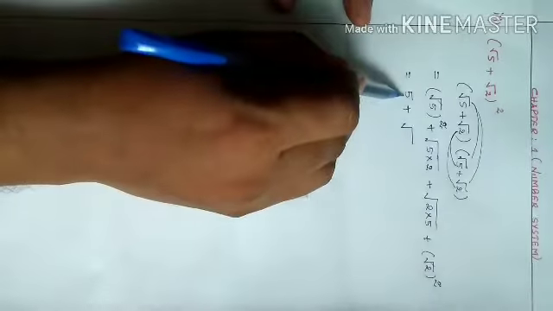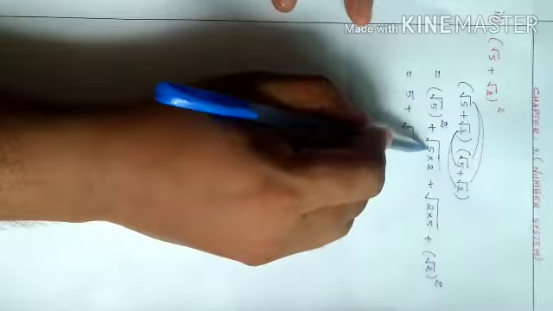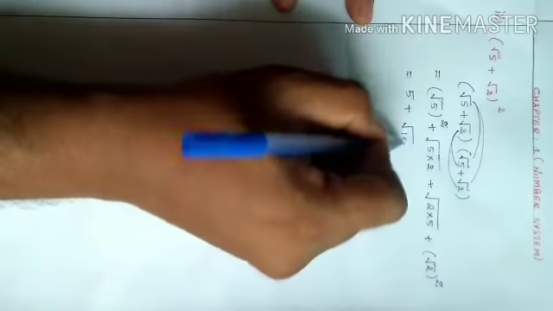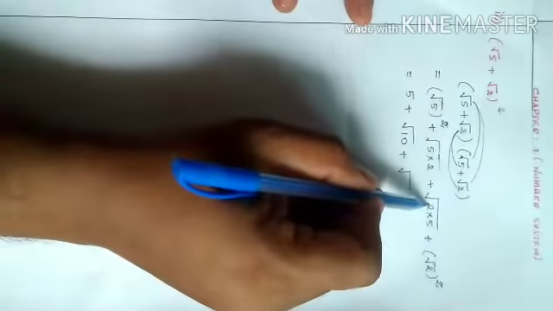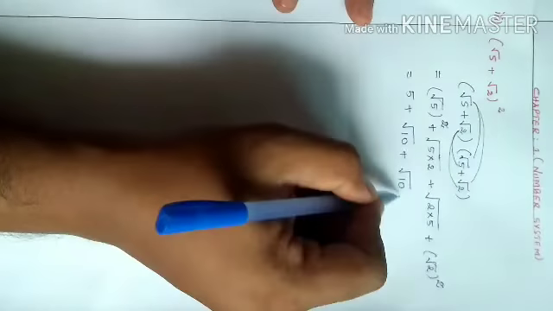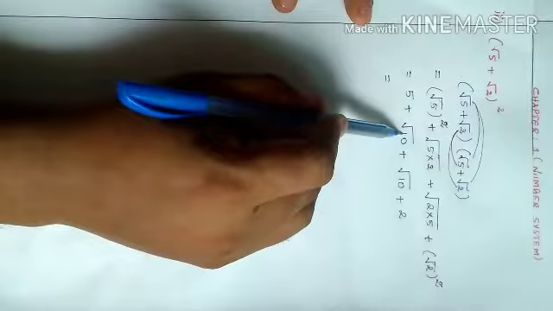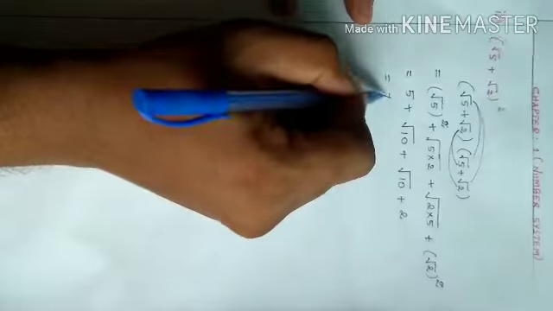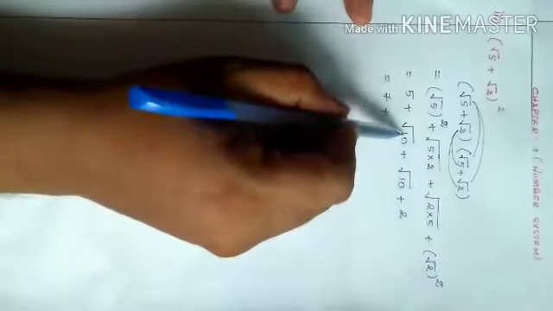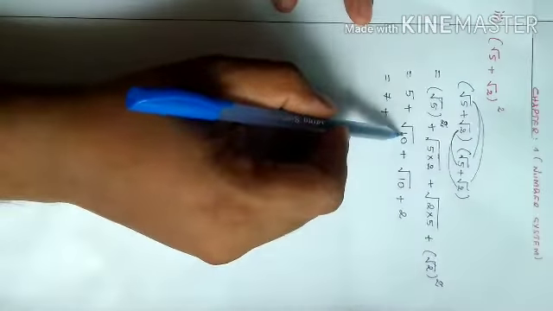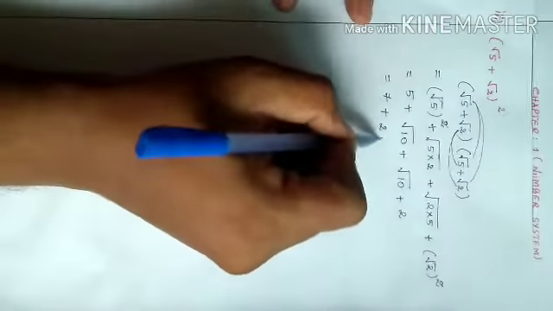It equals 5 plus root 5 times 2, that is root 10, plus root 2 times 5, root 10, plus 2. How many whole numbers are there? This one is the whole number 5 and 2 is a whole number. Root 10 is an irrational number and the other root 10 is also an irrational number. So 5 plus 2 is 7, plus how many irrational numbers are there? 2 irrational numbers, so 2 root 10.